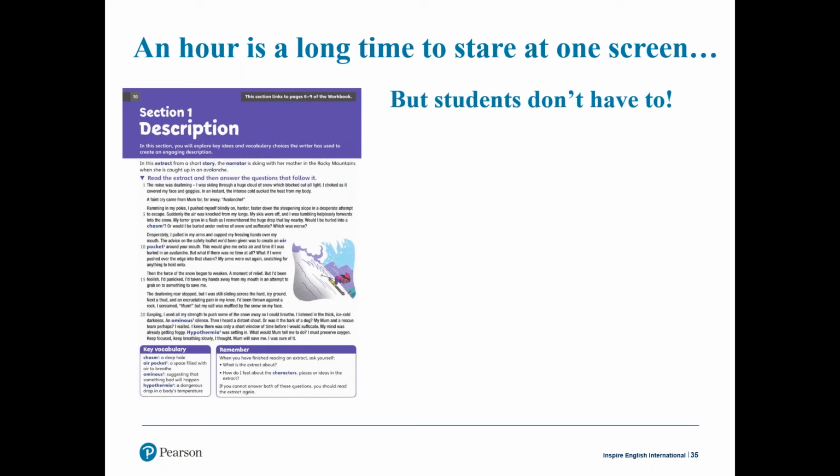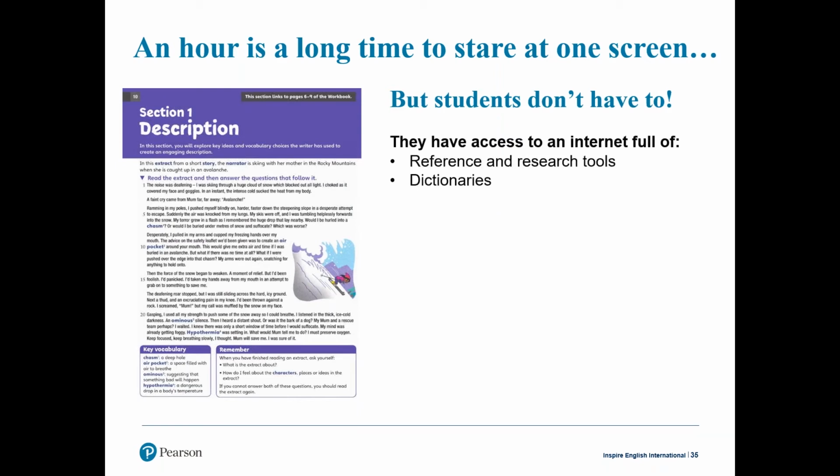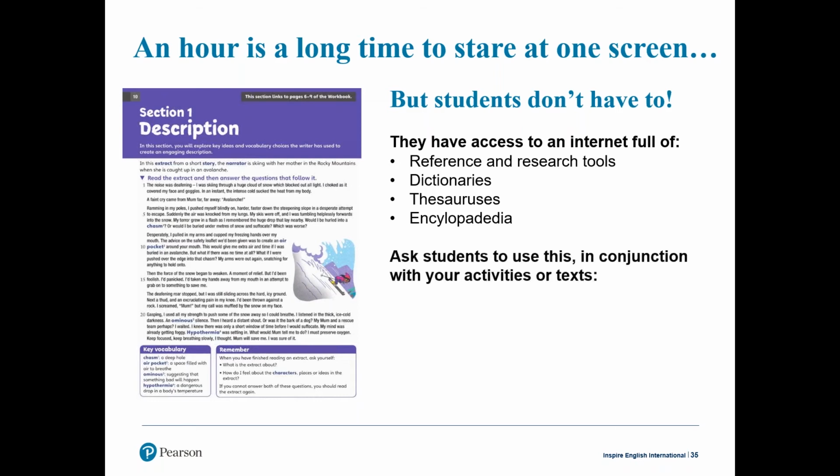Students on screen have ready access to a whole internet full of reference and research tools, online dictionary, thesauruses, encyclopedia. Take advantage of that, whether it's asking them to gather synonyms or definitions or factual information. If you're working on narrative or descriptive writing, get students to find an image online or look around the room in which they're sitting or through the nearest window or deep into their mind's eye to gather ideas.